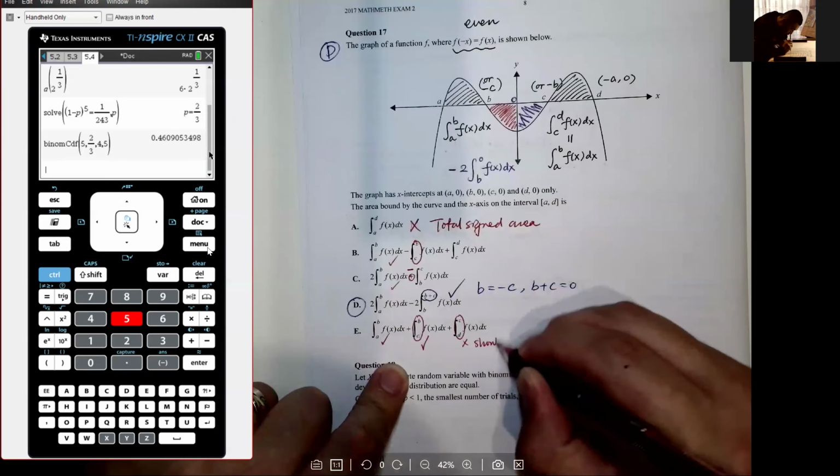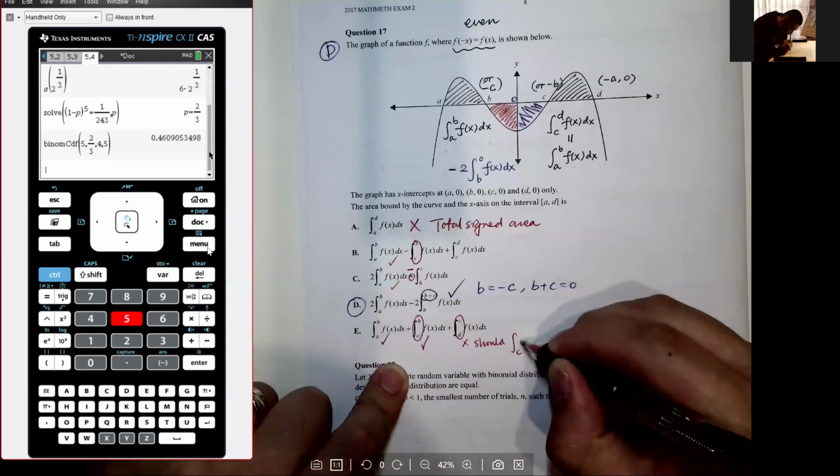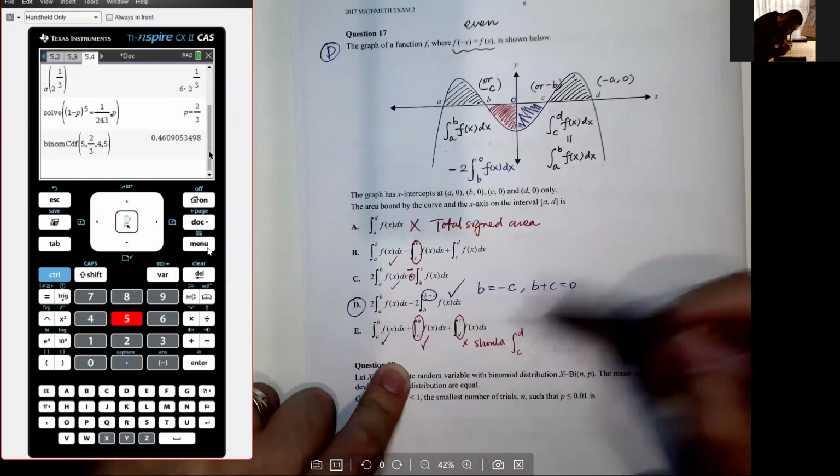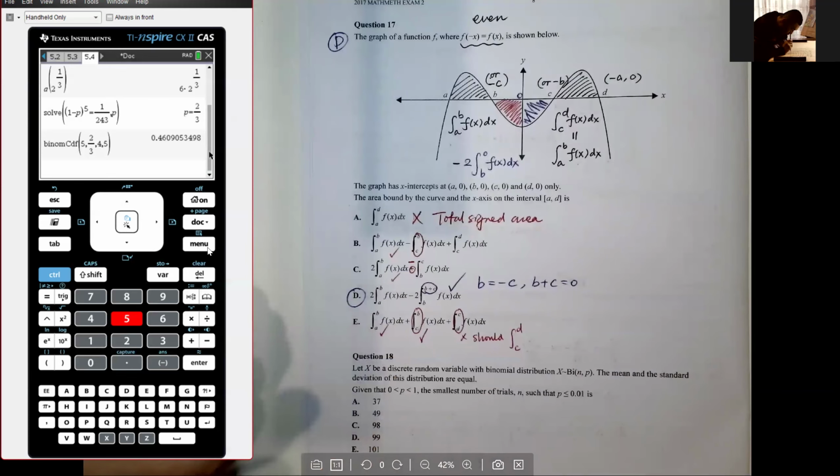This should be C to D. Otherwise, it will result in a negative region, okay? So question 17 is a good conceptual question.